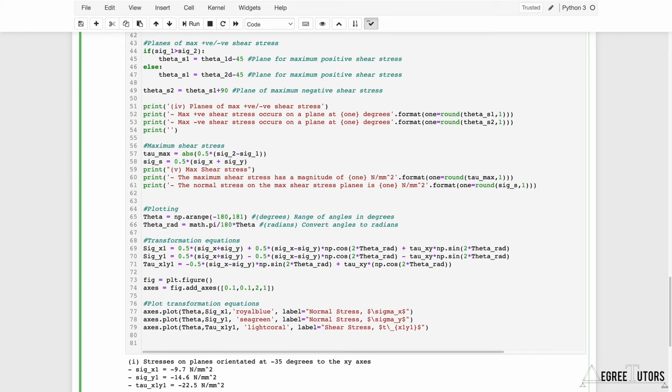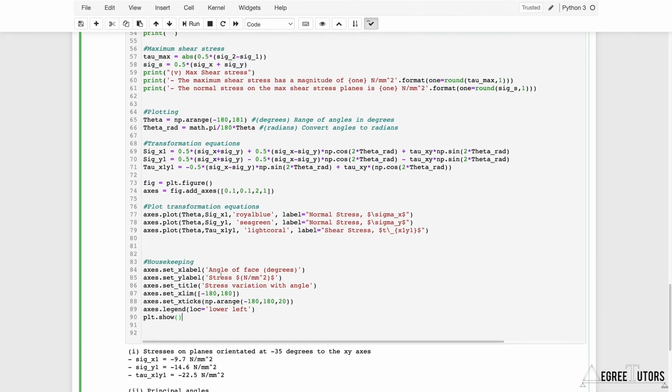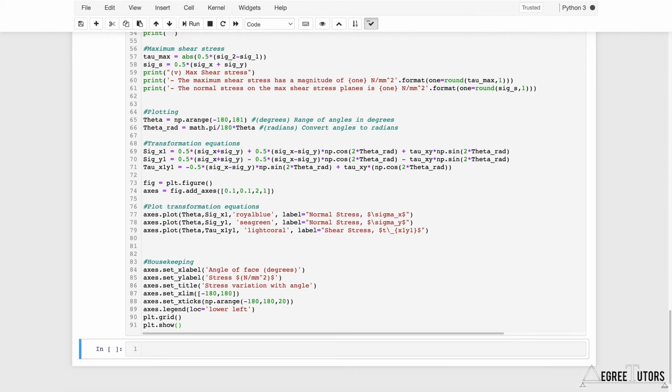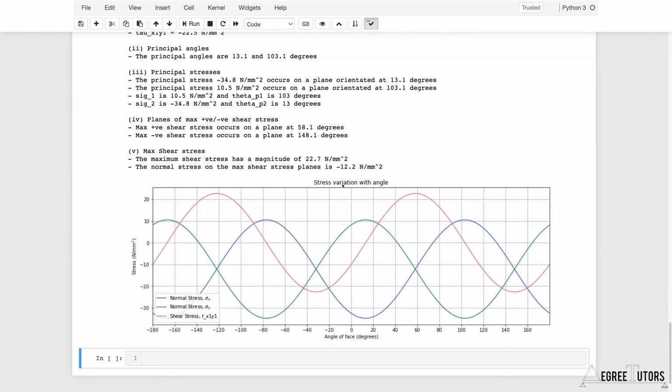Now, what else can I do? I can drop in my little housekeeping code at the bottom. This is just adding the x label, y label, title, x limit, x ticks, legend, and I think I'm also going to want plt.grid. I'd like a grid to be turned on. All right, let's see what that gives us. Boom, boom, boom, boom. Excellent. So these are the plots of our transformation equations. We've seen those similarly above.